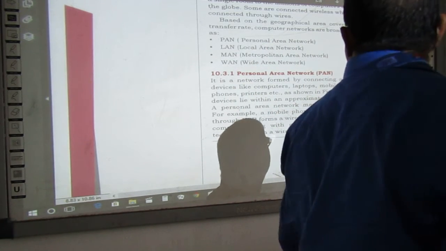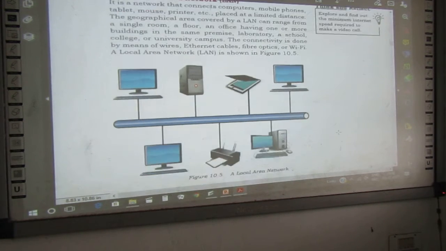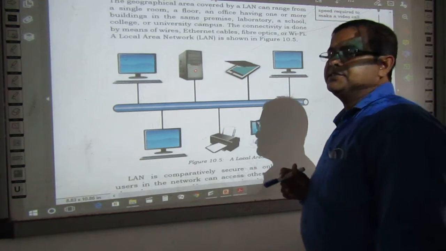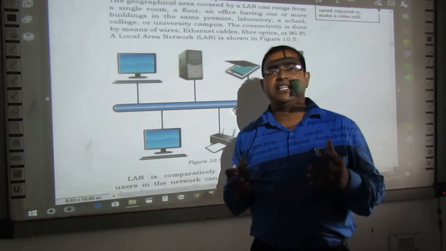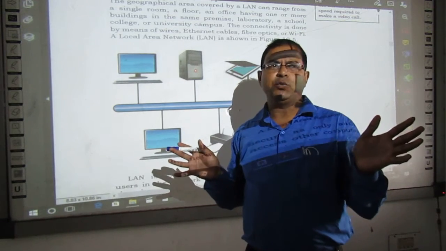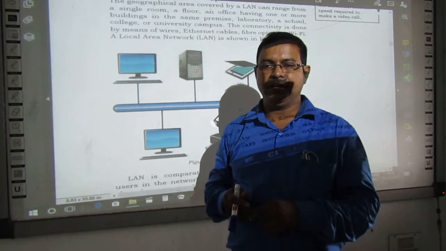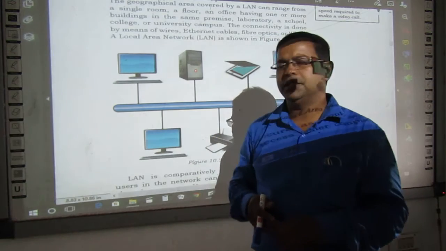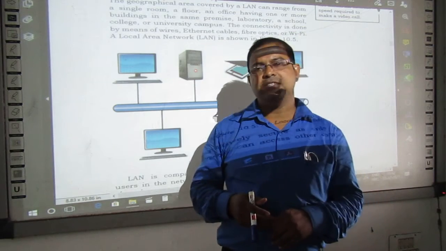Then come to the LAN. LAN is local area network. A local area network means whenever we want to connect some computers and electronic devices in one premises, like an office. Suppose in our school we have 3 labs, a computer lab, one office, one language lab, 2 science labs, and the principal's chamber. So these things can be connected with the help of a LAN.